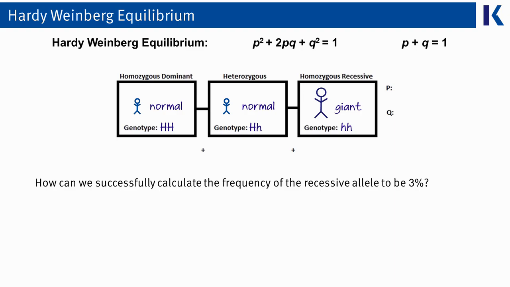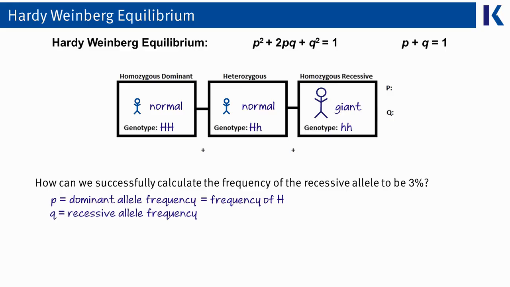Now, let's put things in terms of that Hardy-Weinberg equilibrium equation. The variable p is defined as the frequency of the dominant allele. That means that in this system, p represents the frequency of big H. Note that it doesn't represent the frequency of any people. This is a measure specific to the gene itself. It tells us how much allele big H is out there in the population. Likewise, q, or frequency of the recessive allele, would relate to the frequency of little h in this population.